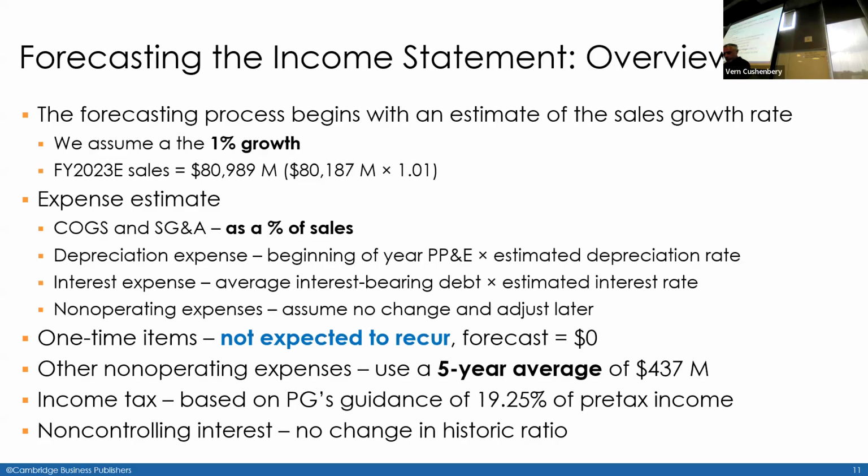Okay, let's talk sales growth. On this slide here, what we're looking at is Procter and Gamble. They already told us sales growth was going to be 1%. But then they walk us through all of the expense estimates and how they're being forecast. So cost of goods sold and selling, general and administrative expense is being forecast as 8% of sales. So that's super easy.